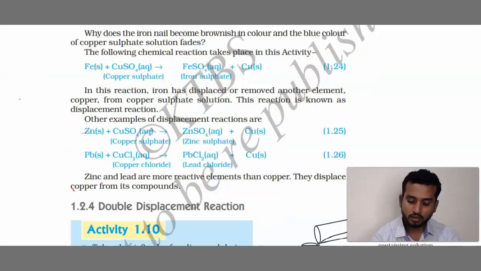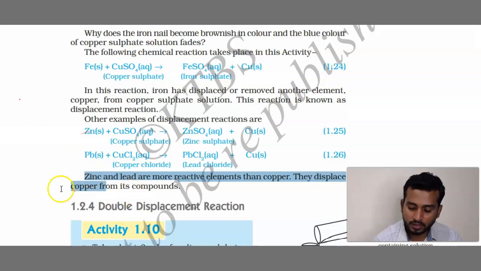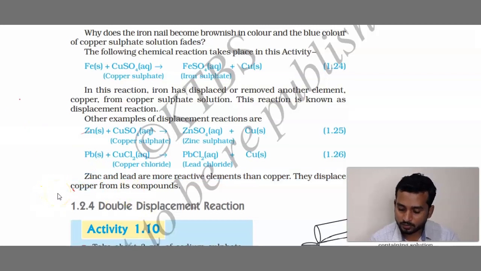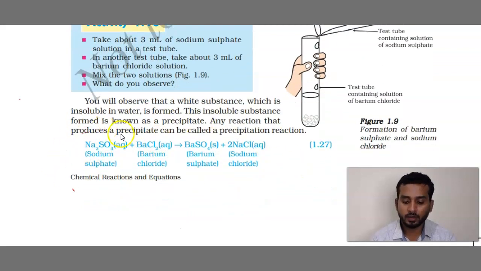Displacement reaction: they will give you this reaction and ask you to identify which type of reaction. Here you can make out that zinc and lead are more reactive elements than copper, so they displace copper from its compound. You need to remember this sentence. Done. And similarly, double displacement reaction, this is a very important chemical reaction.